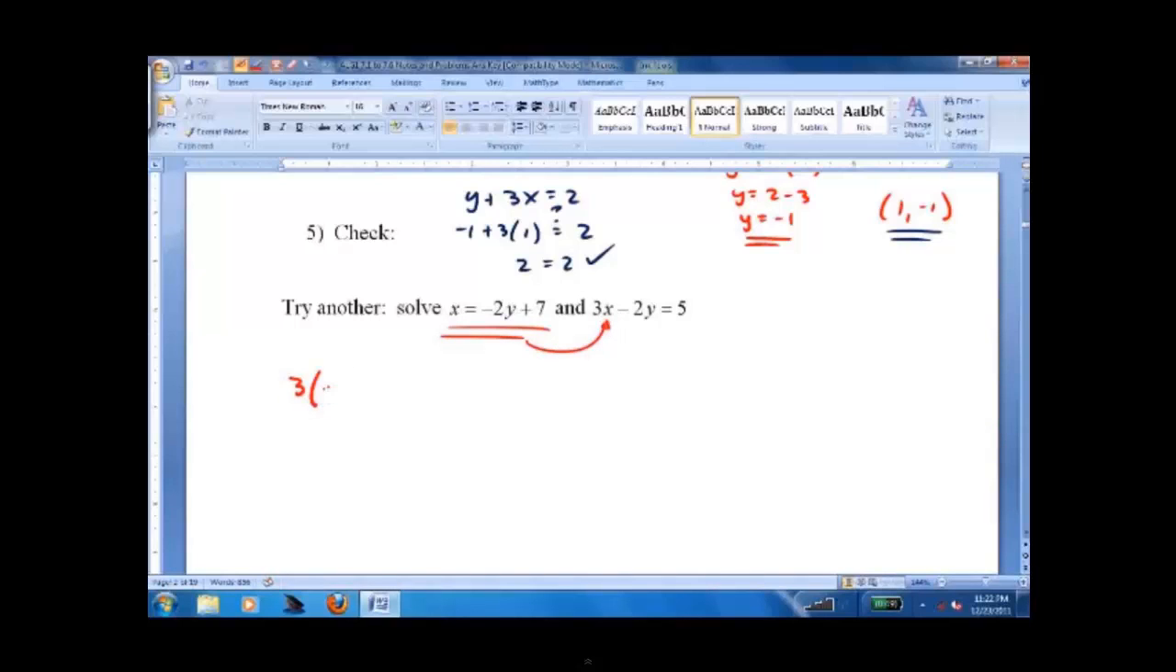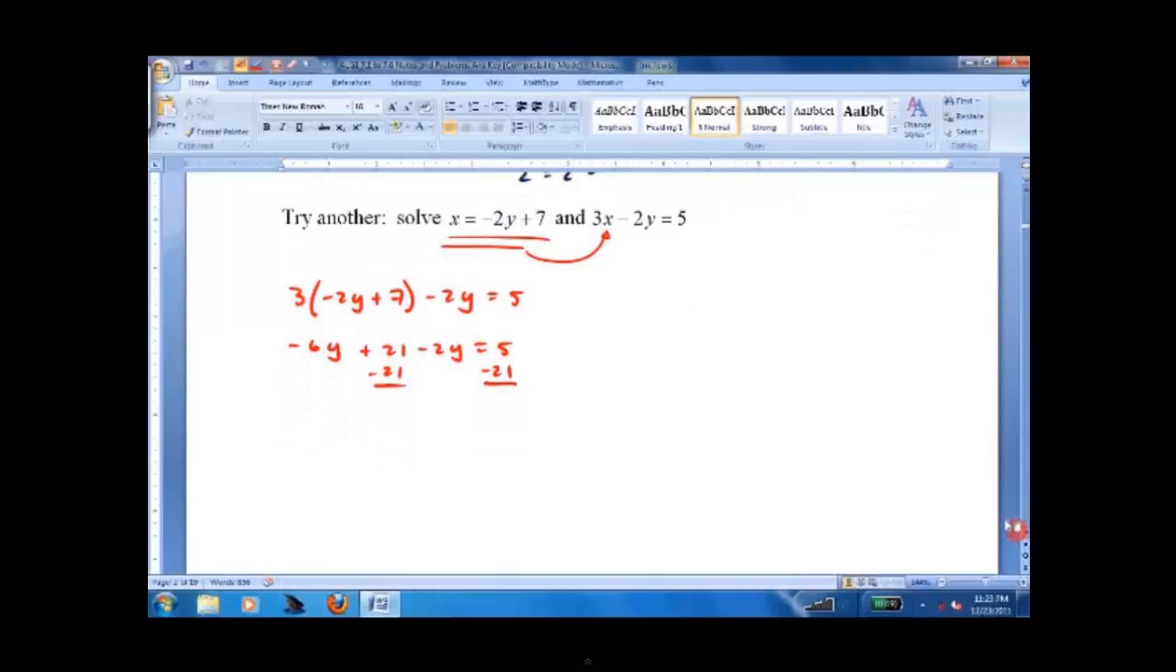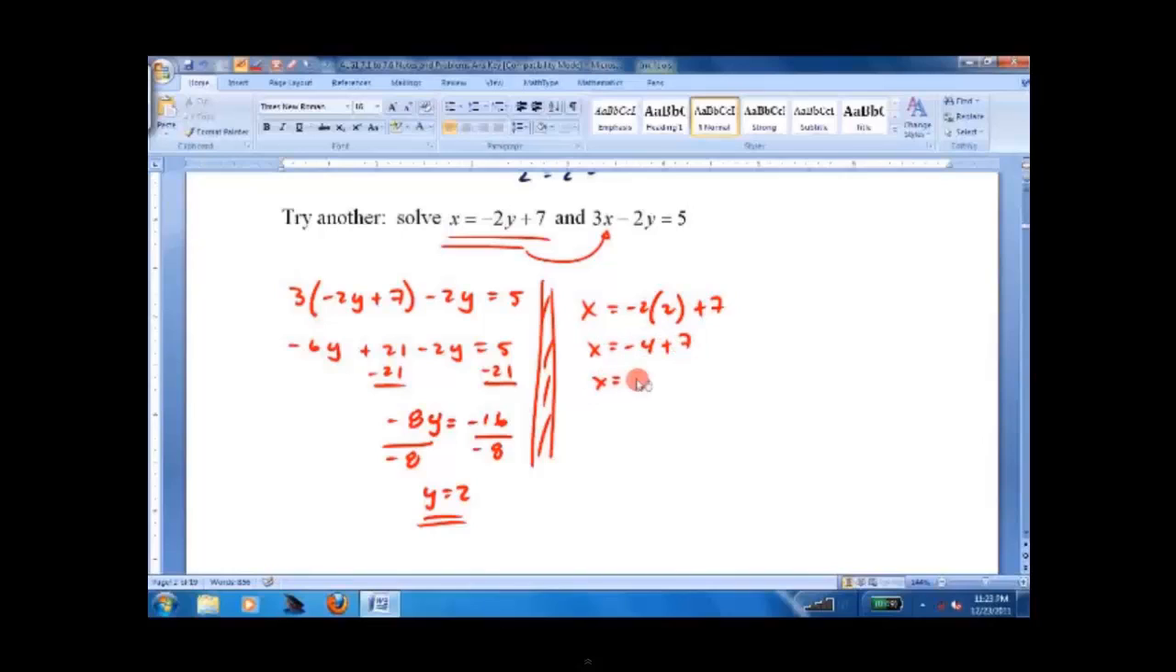Get 3 times negative 2y plus 7, minus 2y equals 5. Negative 6y plus 21 minus 2y equals 5. Subtract 21 from both sides. Negative 6y and negative 2y is negative 8y. Negative 16 divided by negative 8. y equals 2. Plug it back in. Doesn't matter which one, but looks pretty nice. Let's set up here. x equals negative 2 times 2 plus 7. x equals negative 4 plus 7. x equals 3.